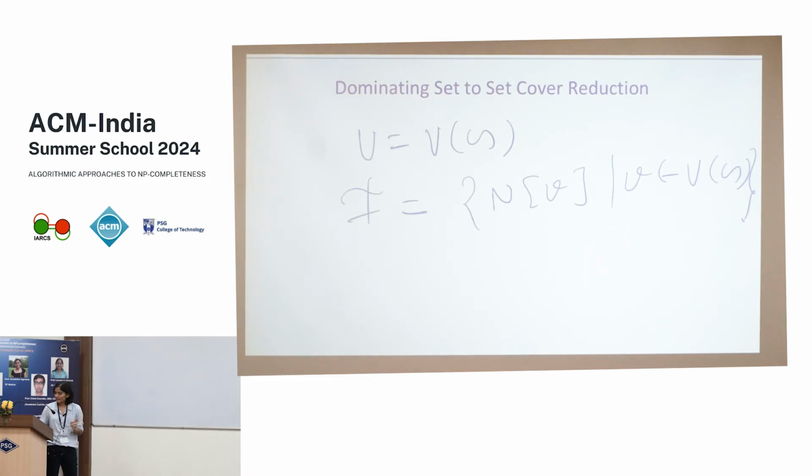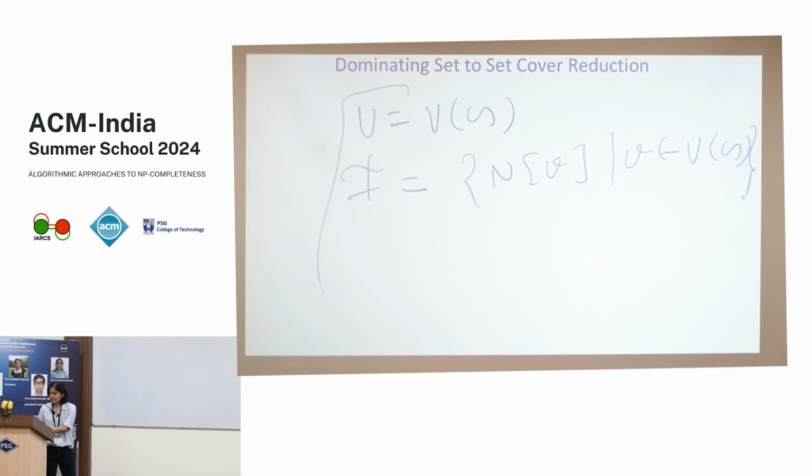Okay, so this is what we have, and what is the size of u here? n. The size of f here is also n, right? Because for every vertex we only add one closed neighborhood, right? So this is fine. We have discussed this before as well. Any doubts here?